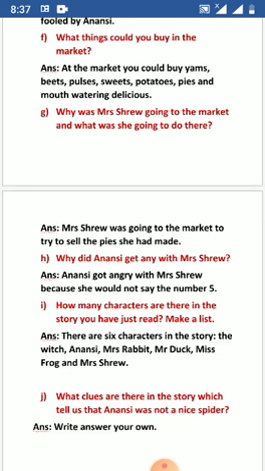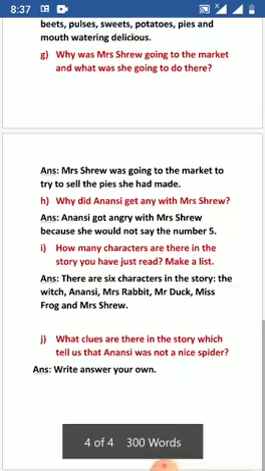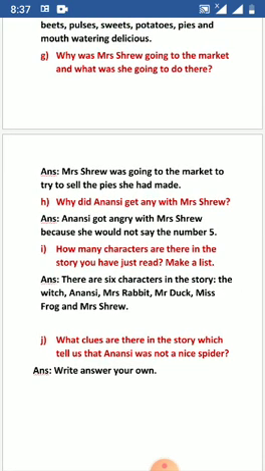Question I: How many characters are there in the story you have just read? Make a list. Answer: There are 6 characters in the story: the witch, Anansi, Mrs. Rabbit, Mr. Tuck, Miss Frog, and Mrs. Shrew. Question J: What clues are there in the story which tell us that Anansi was not a nice spider? Learners, write the answer on your own.